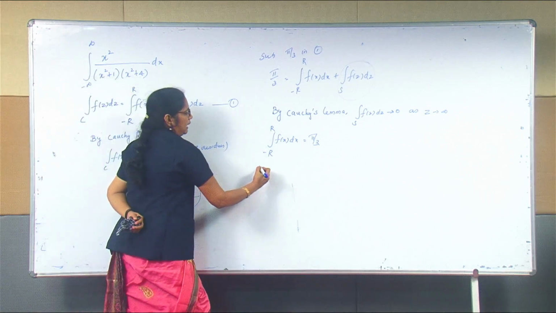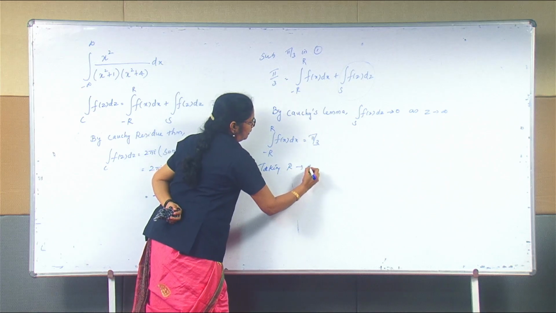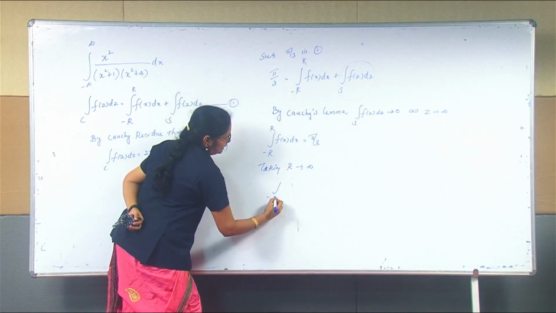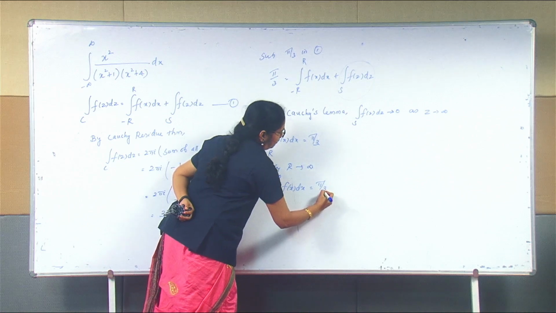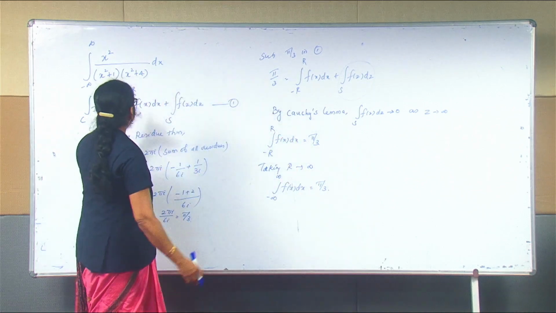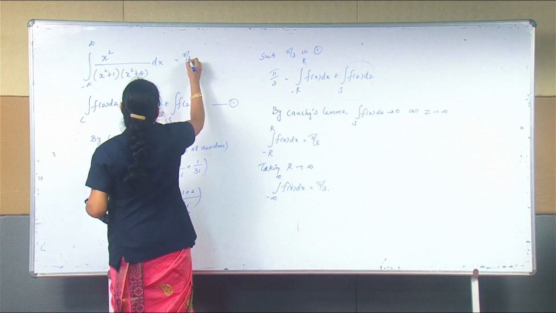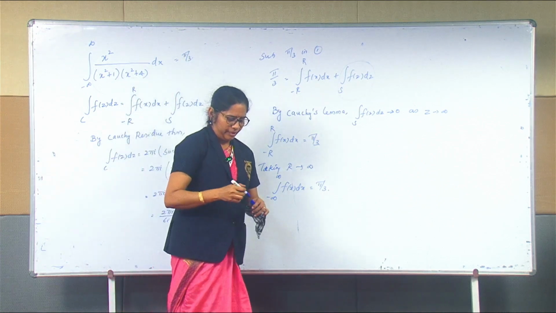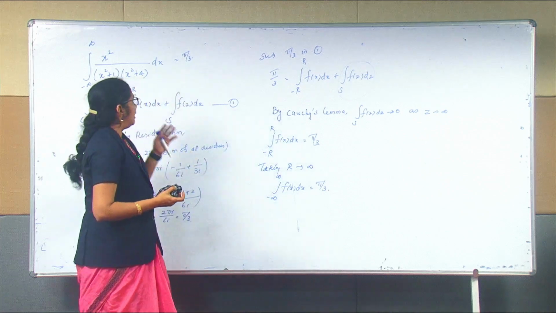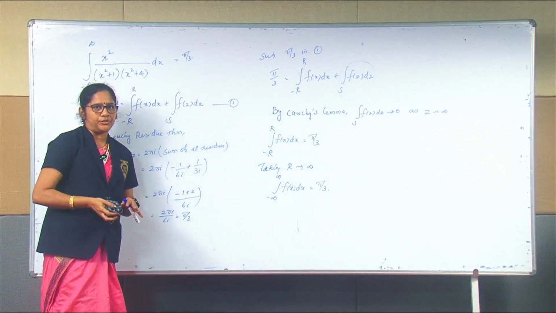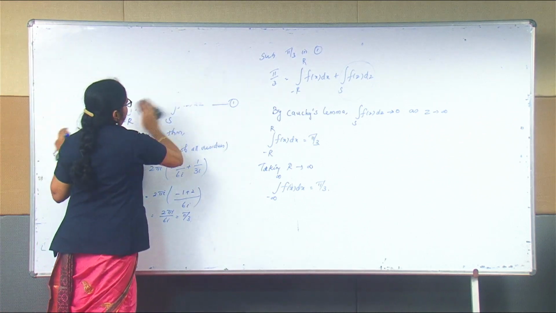So what should we do? Taking r tends to infinity on both sides, of course there is no r on the right hand side, so the answer becomes pi by 3. This is entirely f of x, the given question. The answer is pi by 3. I hope you understand. So a real integral can be found easily by using Cauchy's residue theorem, by converting into a complex integral.